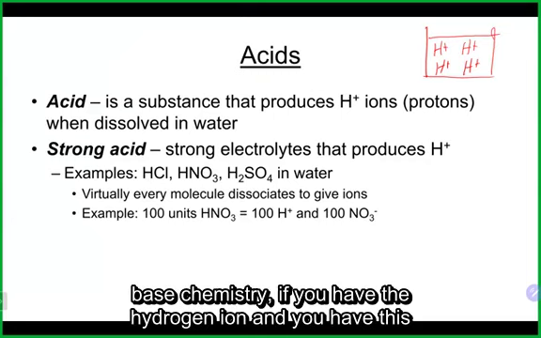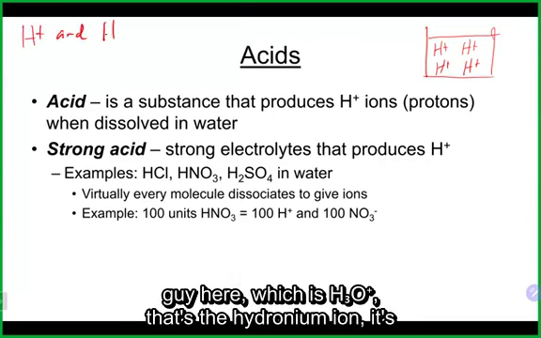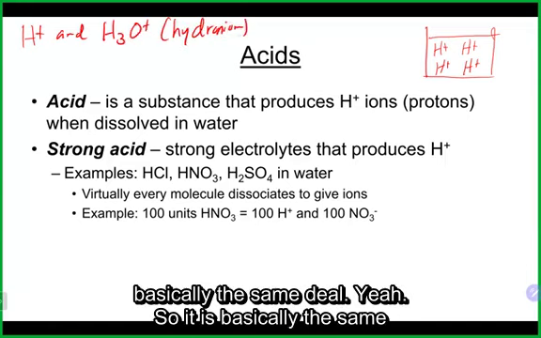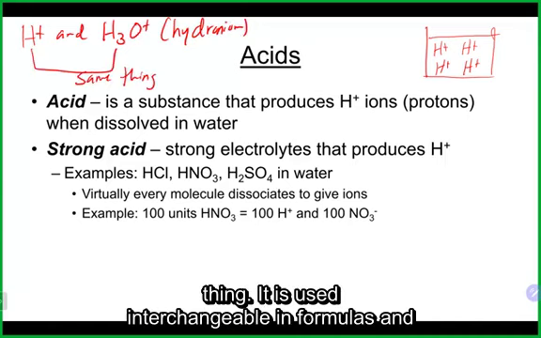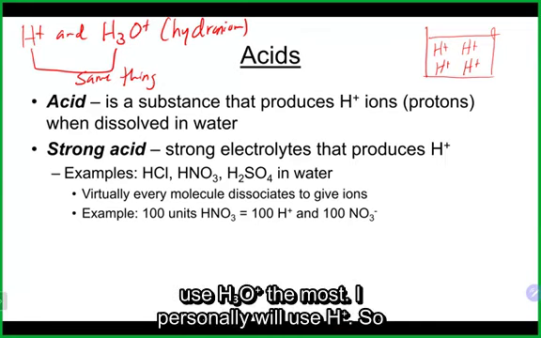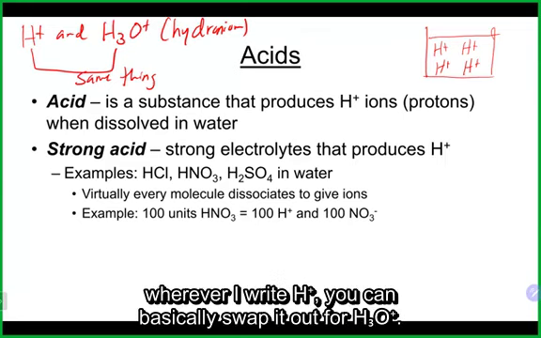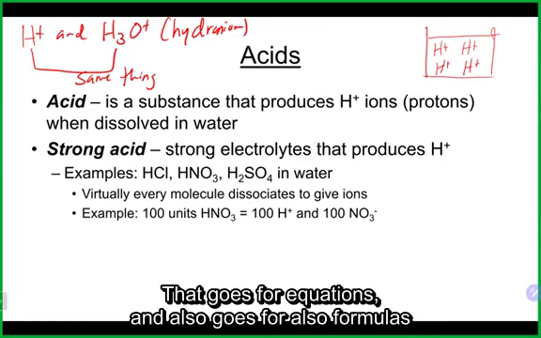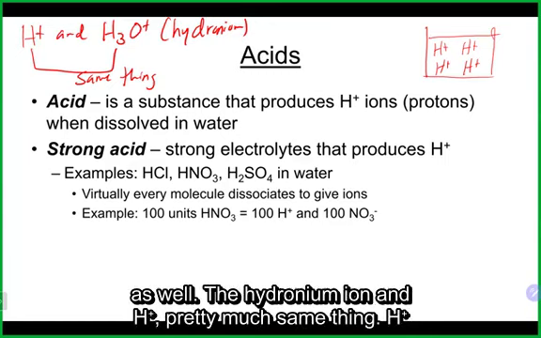In terms of acid-base chemistry, if you have the hydrogen ion and you have this guy here, which is H3O plus, that's the hydronium ion, it's basically the same deal. So it is basically the same thing. It is used interchangeably in formulas and also equations. I would say nowadays people in books use H3O plus the most. I personally will use H plus. So wherever I write H plus, you can basically swap it out for H3O plus. That goes for equations and also for formulas as well. The hydronium ion and H plus, pretty much the same thing.